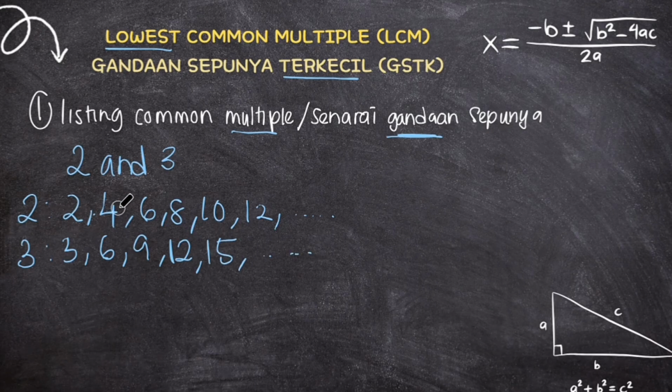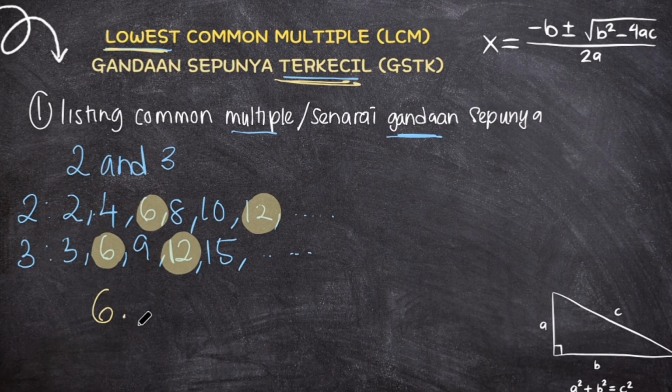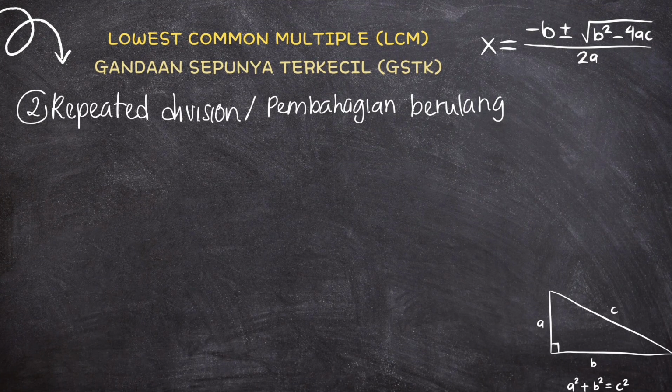And now you just highlight the common multiple, which is 6 and 6, 12 and 12. They ask you for the lowest common multiple, lowest, Gandaan Sepunya TerKecil. So when you list down the common multiple, 6 and 12, which one is lowest? 6. So the answer is 6. Let's move on to the second method, which is repeated division, pembahagian berulang.